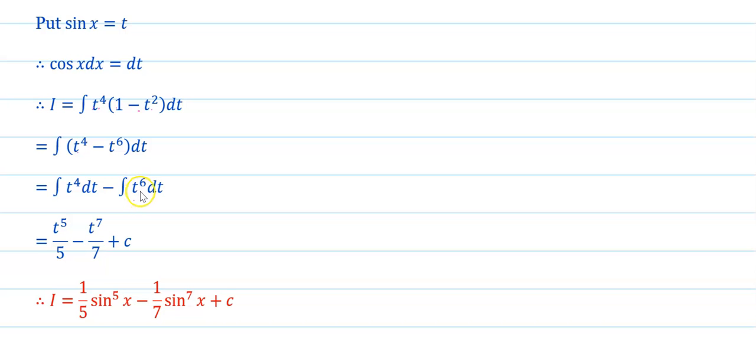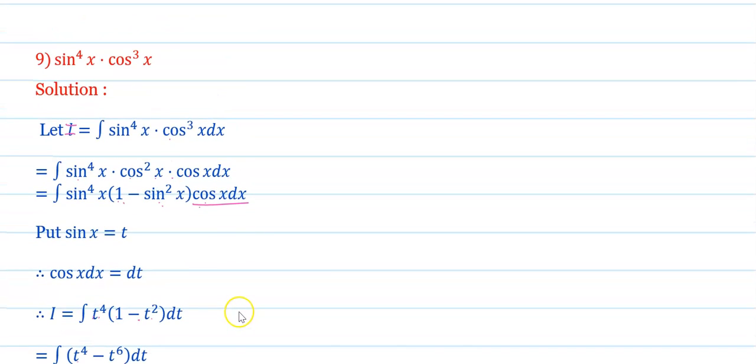Integral of t raised to 6? 6 plus 1 means what? 7. t raised to 7 upon 7 plus c. Now replace the value of t. What is t? t is sin x. And hence we have the answer: 1 upon 5 sin of x raised to 5 minus 1 by 7 sin of x raised to 7 plus c.